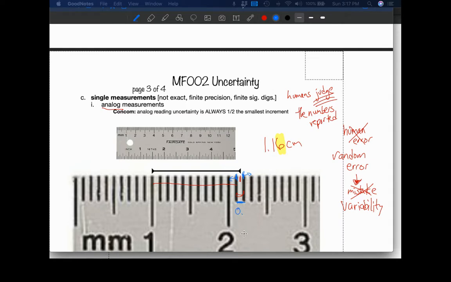So this distance is 0.1 centimeters, and 1/2 of that distance then is 0.05. So in other words, we do not think that it's reasonable for someone to choose a measurement greater than 1.21 or less than 1.11. So in other words, we're saying it's 1.16 plus or minus 0.05. Now, this is the convention for communication that scientists everywhere agree to use.